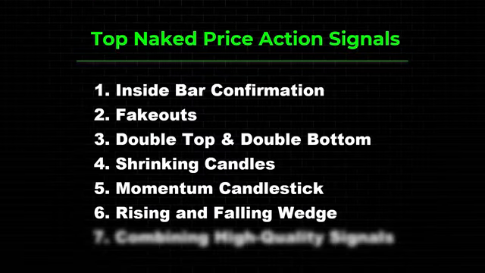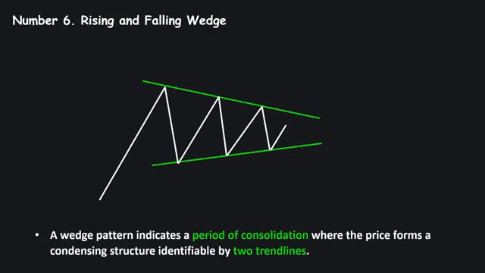Rising and falling wedge pattern. A wedge pattern indicates a period of consolidation where the price forms a condensing structure identifiable by 2 trend lines. This pattern reveals that the market lacks a clear direction, with buyers and sellers fighting for control. Breaking above or below the trend lines indicates which side has taken control. Breaking above a falling wedge during an uptrend suggests a continuation to the upside, while breaking below a rising wedge in a downtrend signals the price's intention to continue downwards.